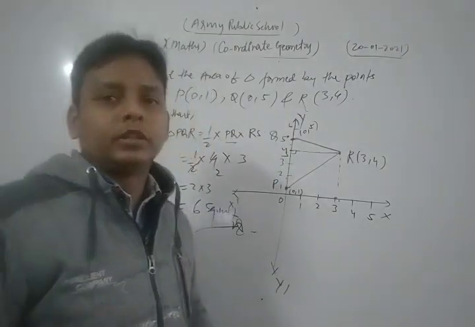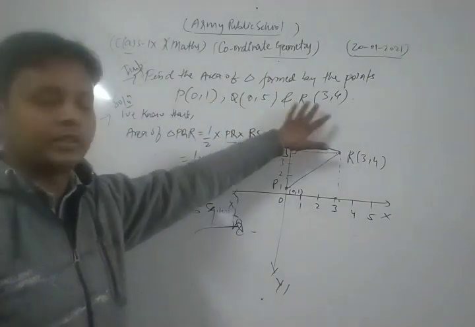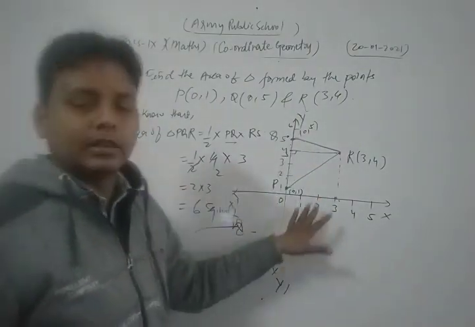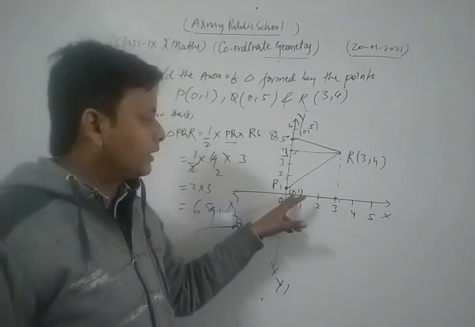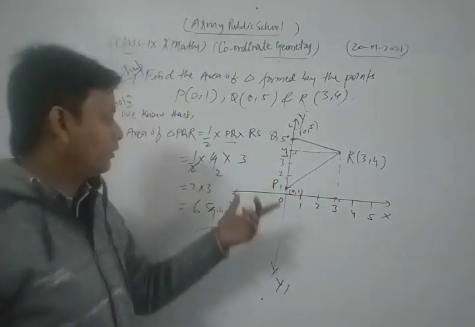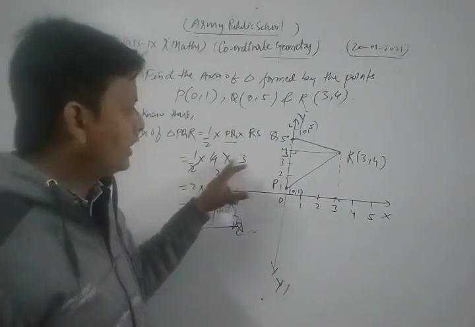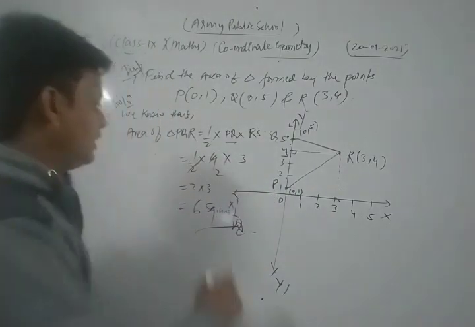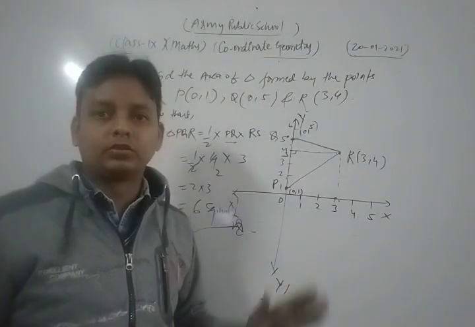So this is one of the most important questions of your syllabus. Let's see once more. Here 3 points are there, 0, 1, 0, 5 and 3, 4, and we find the area of PQR. First we draw the Cartesian coordinate axes and plot all the points. After that we apply the formula for area of a triangle, 1/2 base into height. Here the base is 4 units and the perpendicular height is 3 units. After simplifying, 2 2s are 4, 3 2s are 6, and you know that area is always in square units. So this is our final answer.